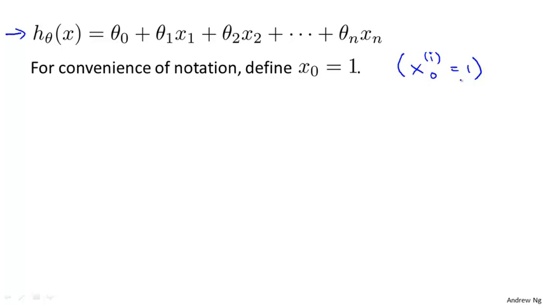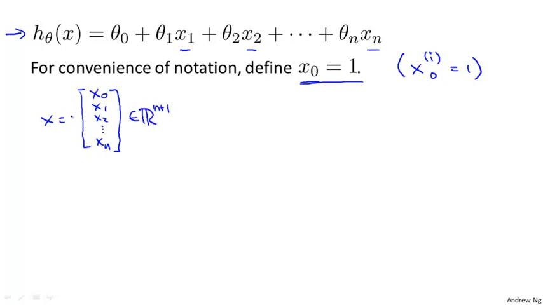So whereas previously I had n features, x1, x2 through xn, I'm now defining an additional sort of zeroth feature vector that always takes on the value of 1. So now my feature vector x becomes this n plus 1 dimensional vector that is 0 indexed. So this is now an n plus 1 dimensional feature vector, but I'm going to index it from 0.